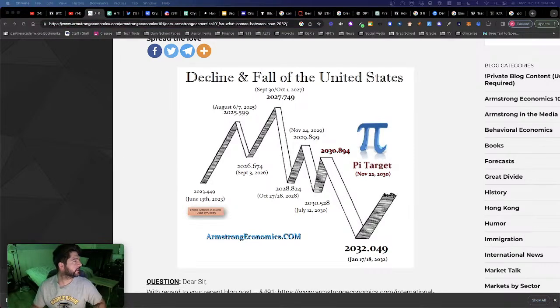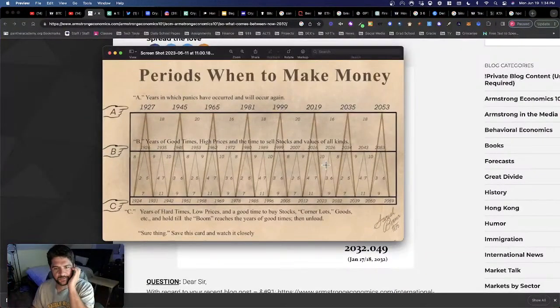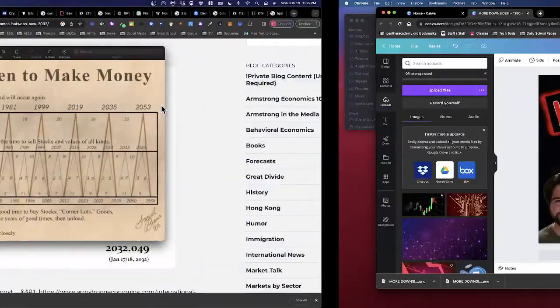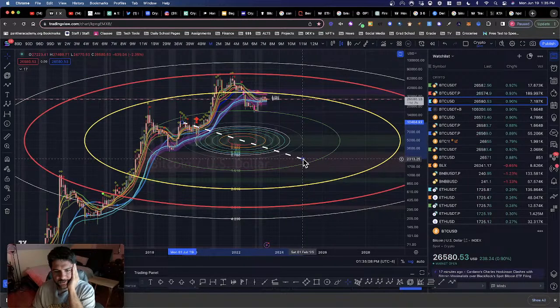Where's the best time to buy stocks? Follow this guy's nonsense. Where is it? There it is. So they say get the fuck out by 2026. So 2025, 2024. If the goal is to get here by then, somewhere in there. This is a bottom. This is the top.